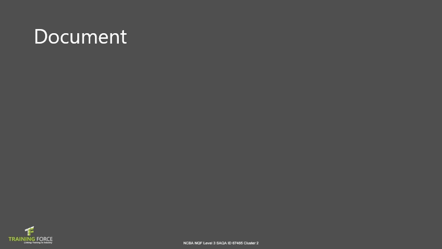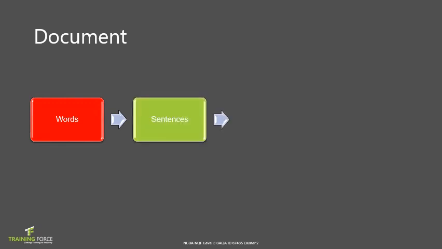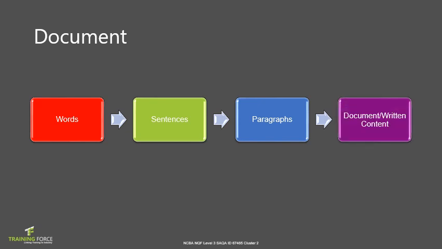Now, taking all the above into consideration, when we make up a document, we can look at the smaller elements. We break it down into those smaller elements. So we've got a whole lot of words that we've put together to form sentences. Those sentences are put together to form paragraphs. Paragraphs are generally themes of a particular topic, and all the paragraphs together form the document or the written content.